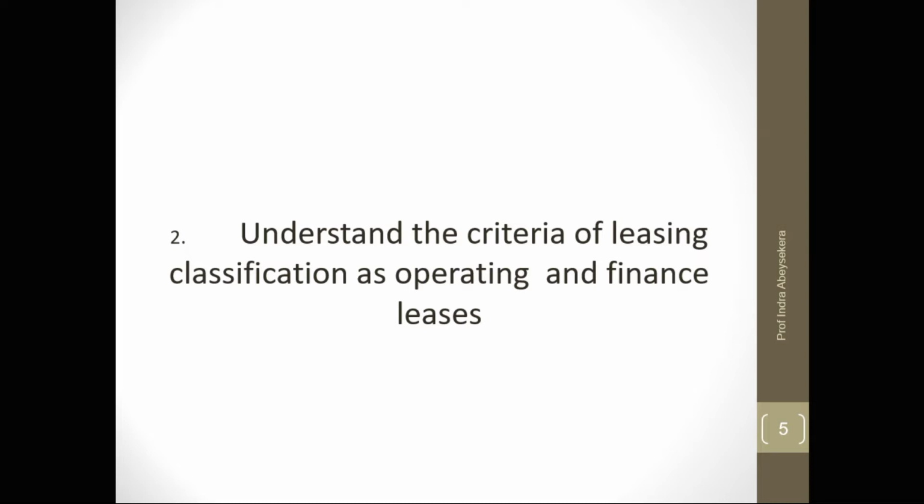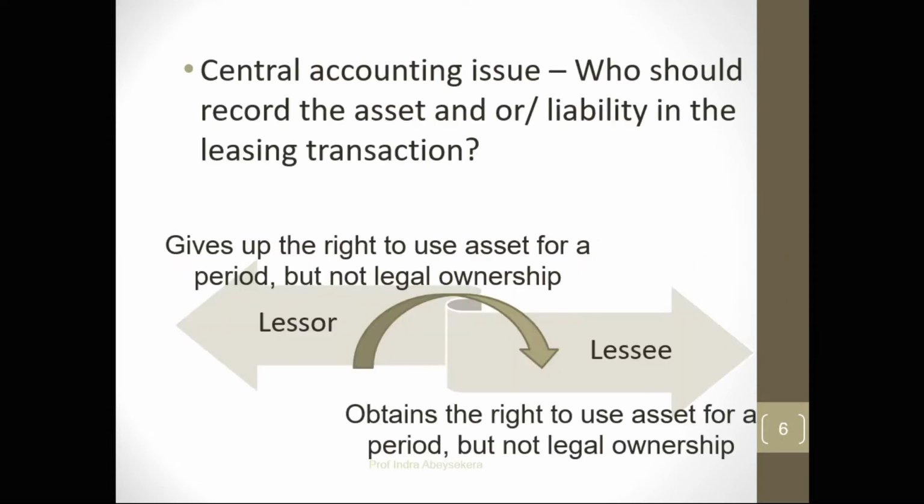So leasing transactions can be classified as operating leases and finance leases. And their classification has implications as to where they reside and their influence on financial statements. The central accounting question here is who should record the asset and or the liability in the leasing transaction.